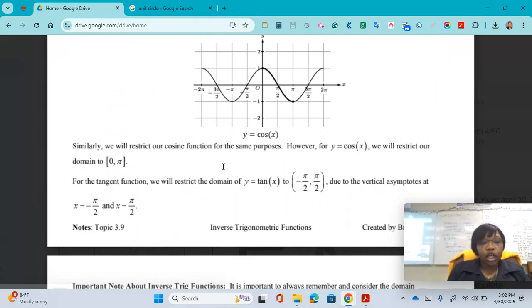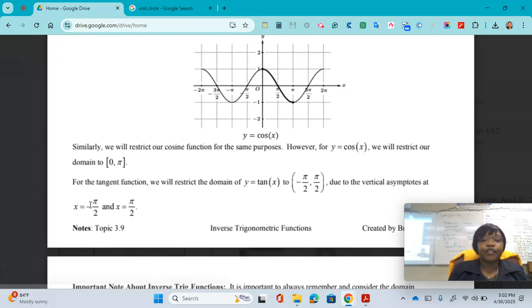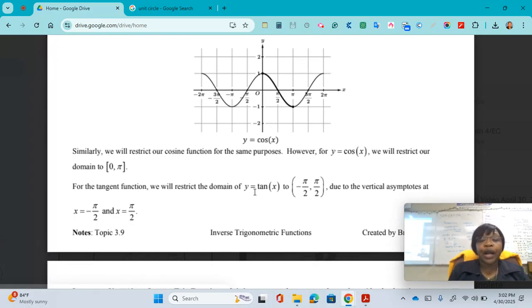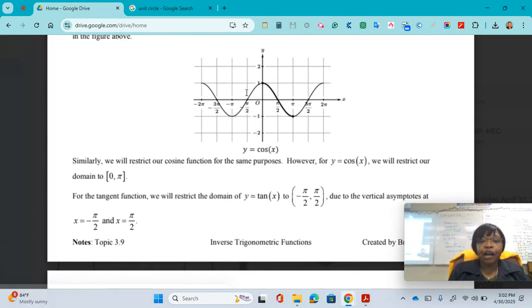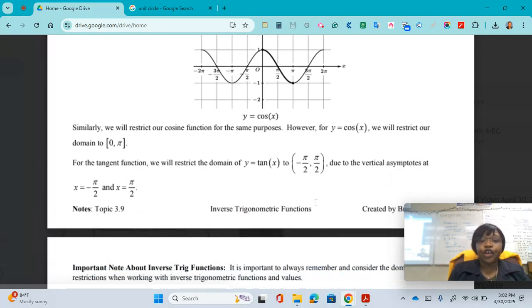Similarly, we will restrict our cosine function for the same purposes. However, for y equals cosine of x, we will restrict that domain from 0 to pi. Remember, 0 to pi, x values, angles. For the tangent function, we will restrict the domain of y equals tangent of x to negative pi over 2 to pi over 2, due to the vertical asymptote at negative pi over 2 and pi over 2.